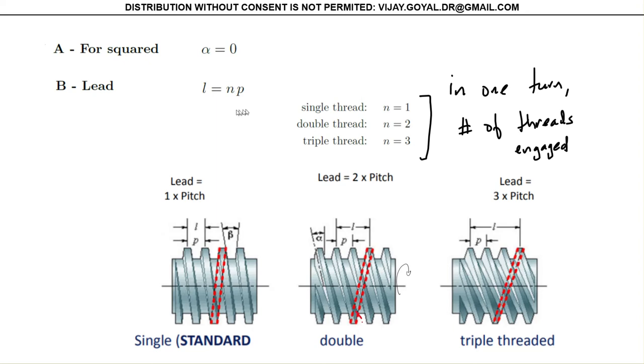I'm not sure if it's in your textbook, but this is very, very important. Your lead is not equal to P. Many textbooks just say L is equal to P, but they're assuming that N is equal to 1. If it doesn't say that, and you have two times the pitch or 3 times the pitch, then it's called double threaded or triple threaded. In that particular case, you will have those situations here. So just keep that in mind. This is given from the problem, and this is what you're really interested in.